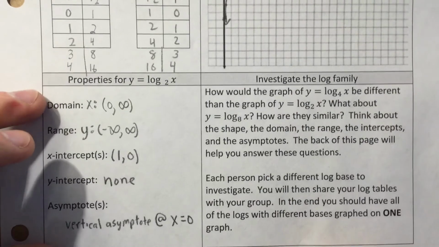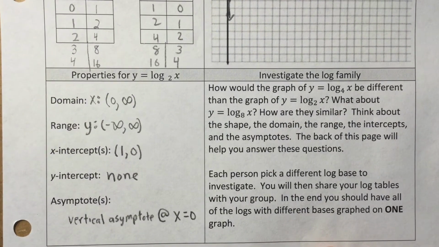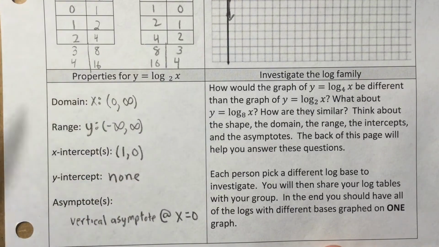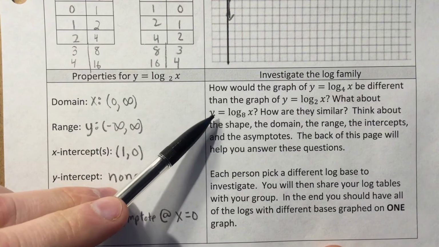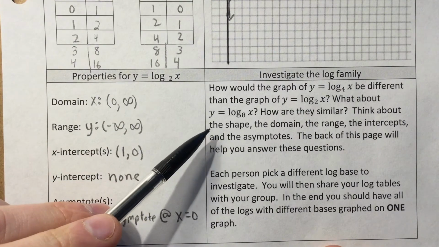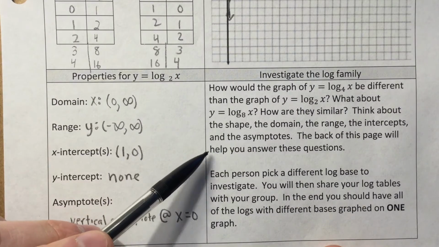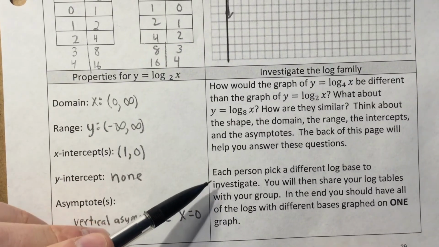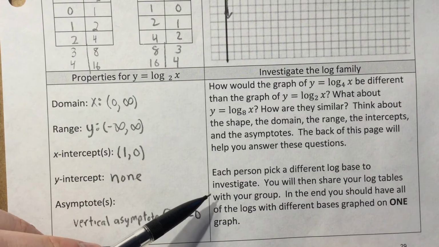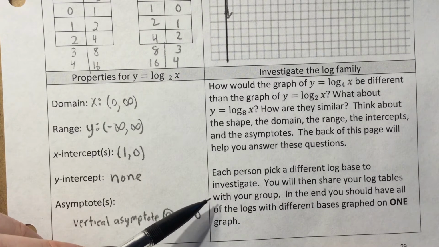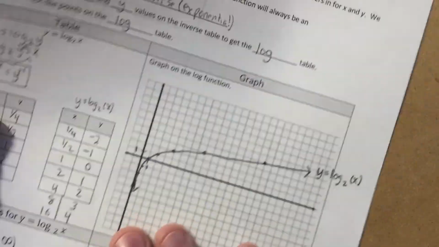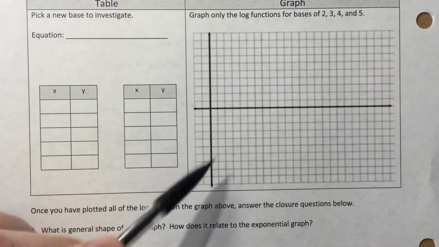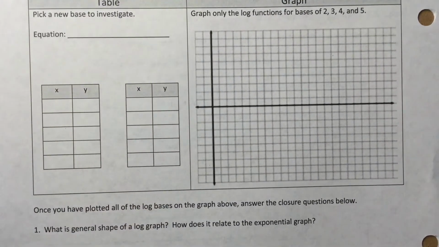All right, so then what you're going to do is on the back with people in your group, it says, how will the graph of y equals log base 4 of x be different than the graph of y equals log base 2? What about log base 8 of x? How are they similar? Think about the shapes, the domain, the range, the intercepts, and the asymptotes. The back of this page will help you answer these questions. So each person in your group is going to pick a log with a different base to investigate. And you will then share your log tables with your group. And in the end, on the graph on the back here, you are going to have one graph with 3 or 4 log graphs on it.